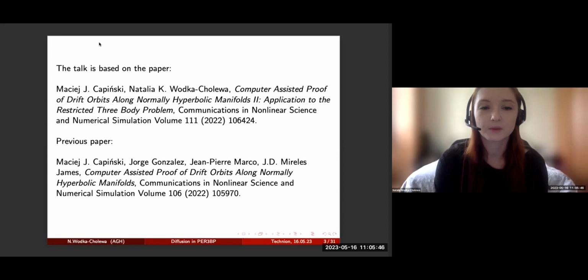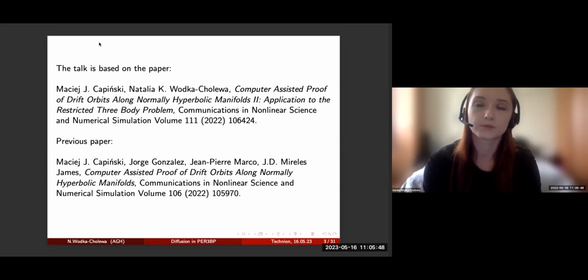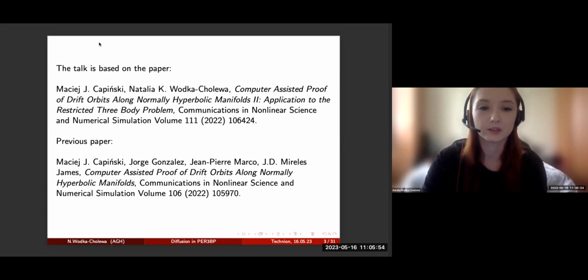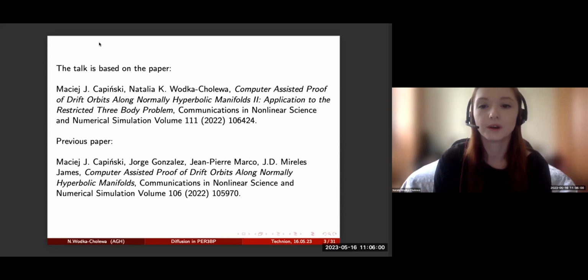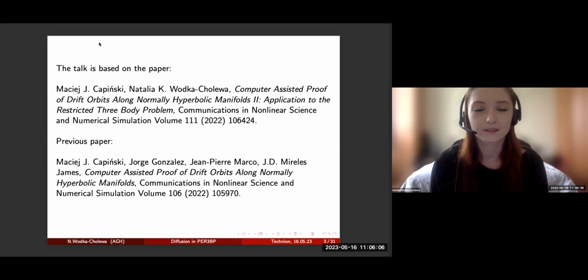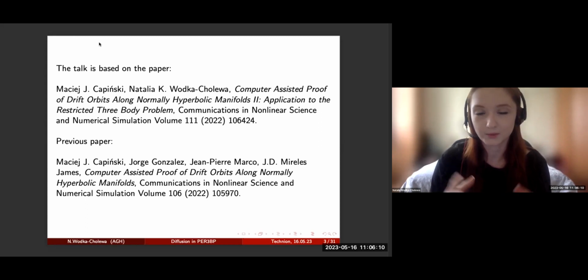The previous paper that we used the tool from is by Maciej, Georges, Jean-Philippe and JD. They had a great idea to construct some tools for computer-assisted proofs. They are like Melnikov sums, and you can use them instead of, if you know what I'm talking about, Melnikov integrals.